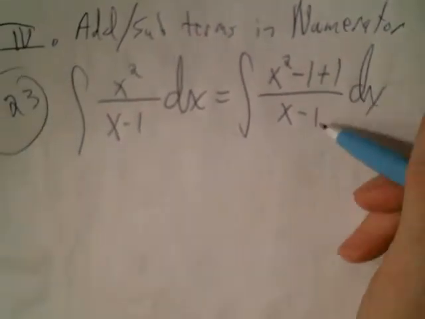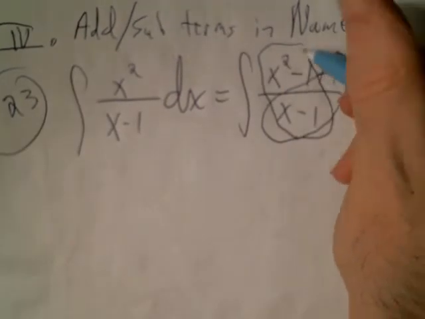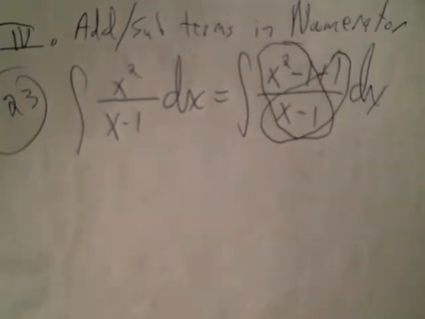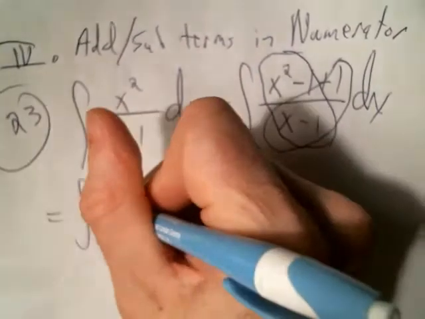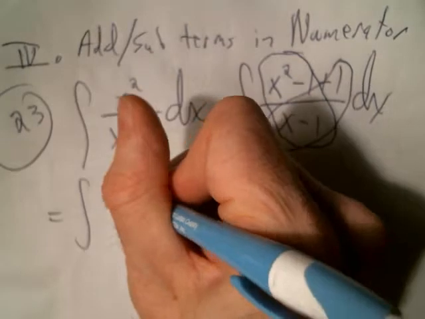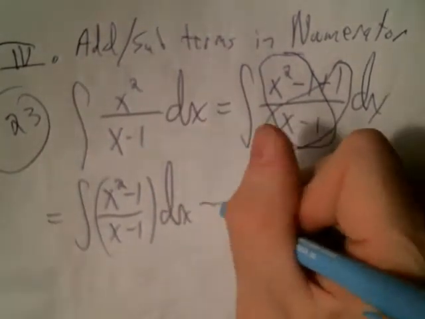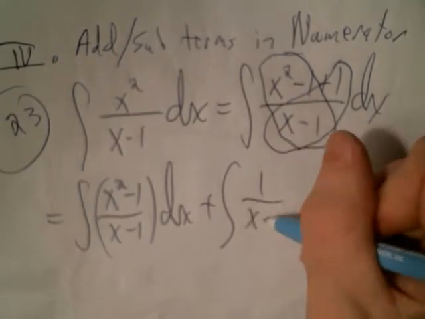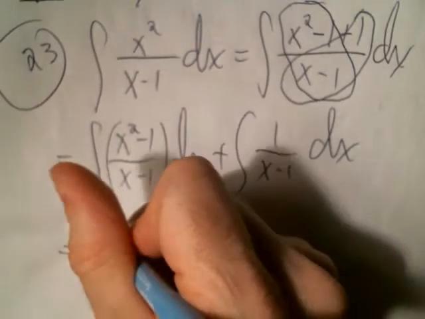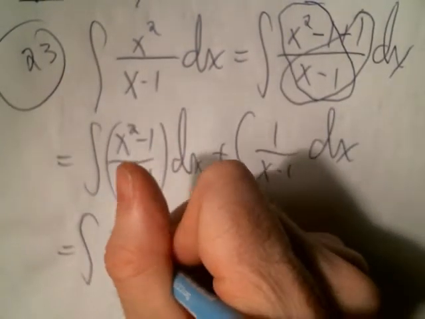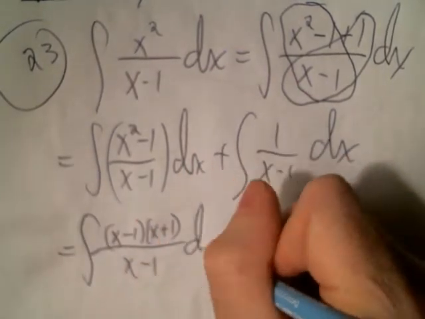And then you can bifurcate, or what do we call that? Butterfly it. And you end up with two integrals now, the integral of x squared minus 1 over x minus 1 dx, and then plus the integral of 1 all over x minus 1 dx. Okay? You could simplify this then by factoring x squared minus 1 as x minus 1 times x plus 1 all over x minus 1 dx.